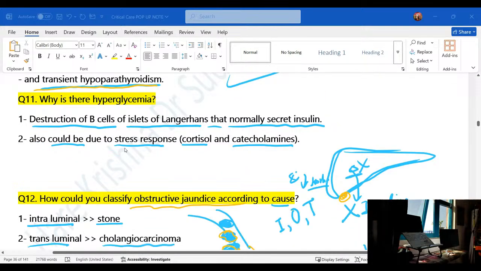Why is there hyperglycemia? Due to destruction of the beta cells of the islets of Langerhans that normally secrete insulin, and also could be due to stress response, with cortisol and catecholamines increasing.